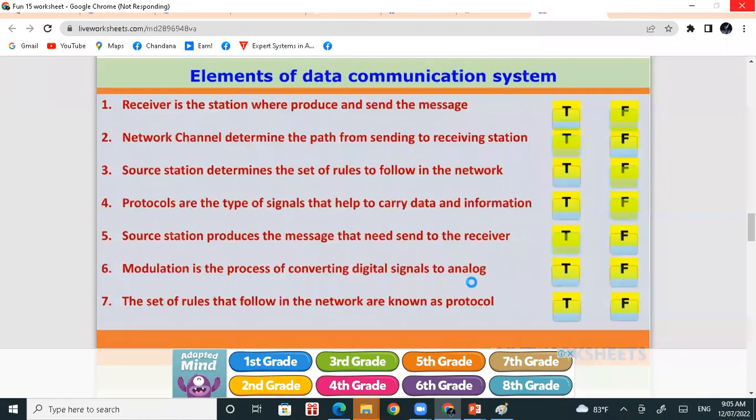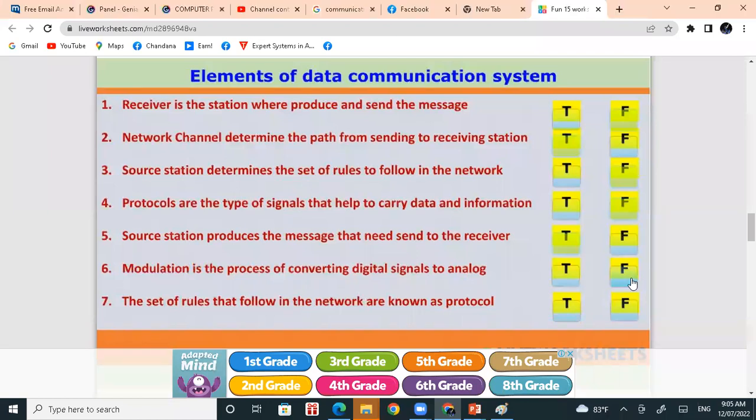The process of converting digital to signal is known as what? Demodulation. Right. Therefore, the statement is false. Then look at the next one.